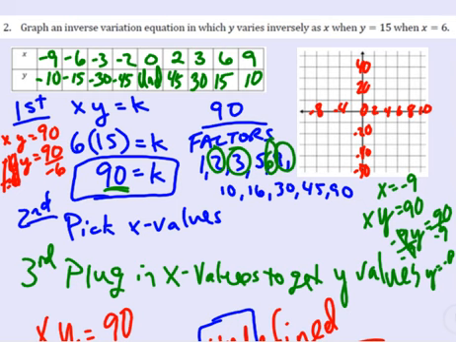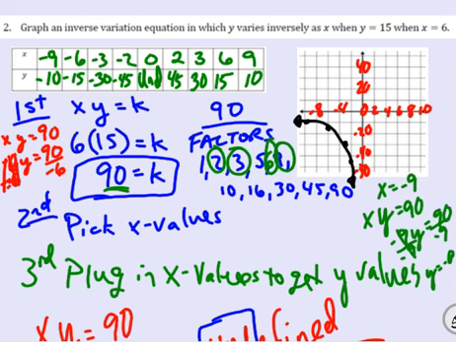I don't have much room. So negative 9, negative 10 would be about right here. All right, negative 6, negative 15, it's going to be in the middle here. Negative 3, negative 30. So negative 30 is on this line. Negative 3 would be about right there. Negative 2, negative 45. All right, so we're looking at this line in black. And so that's how we're going to graph some of these inverse ones.